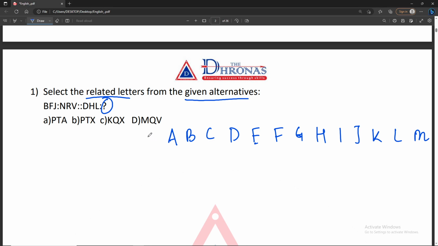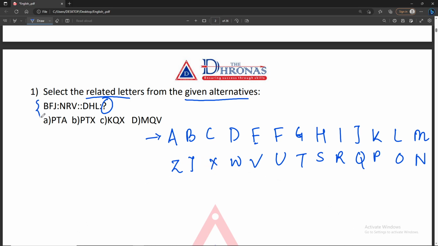So in the first line you will write from A to M, and in the next line you will start right from below M: N, O, P, Q, R, S, T, U, V, W, X, Y and Z. See, with this you will not make any mistakes regarding this type of questions.